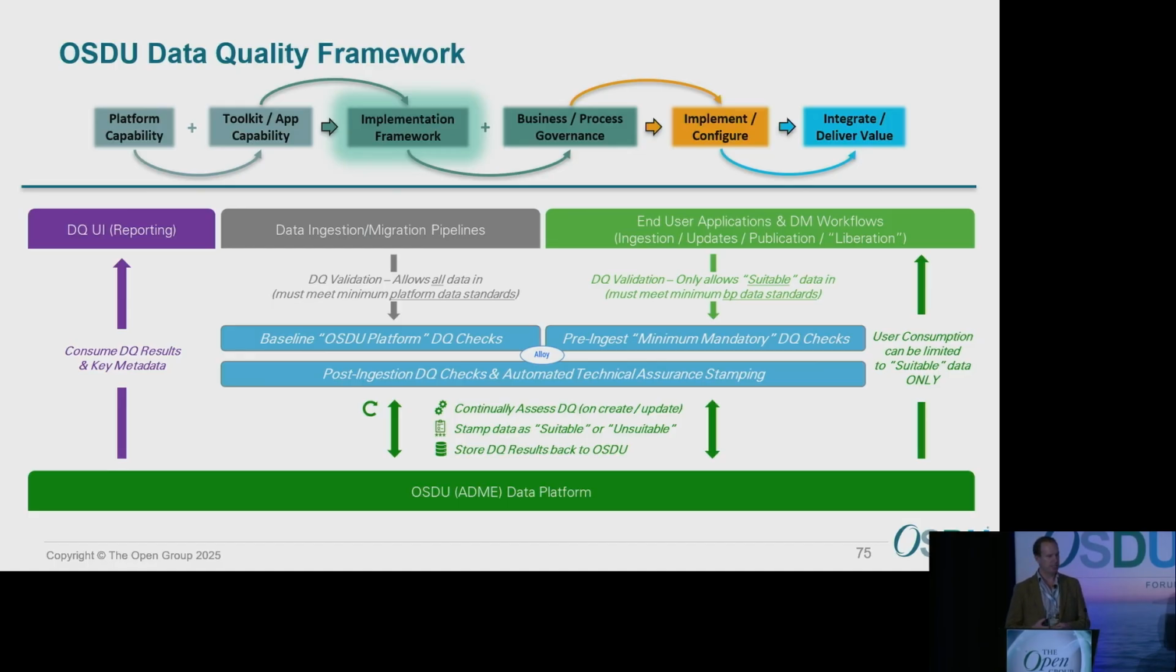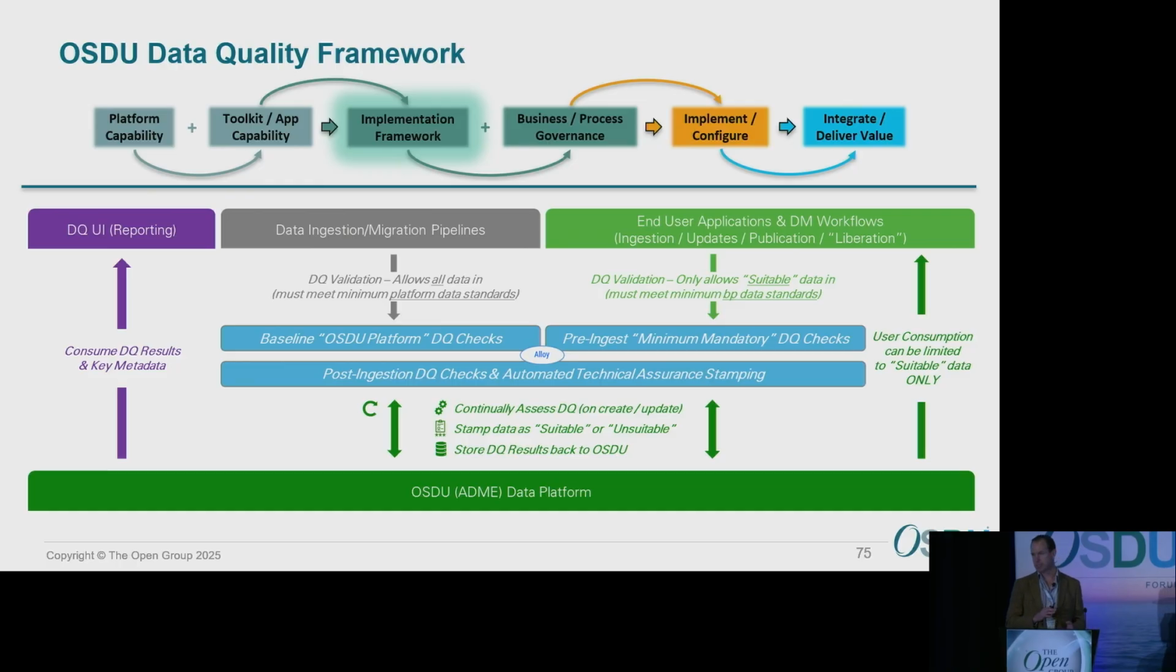On the right-hand side, in the green box, we've got end-user applications. When end users want to submit data into OSDU, we may run a slightly different set of data quality checks to make sure it's suitable for the particular workflow or environment that they've been working in. So that then comes into OSDU as well. And we don't stop there. As it says in the bottom, we continually reassess the data post-ingestion once it's in OSDU against a much wider number of data quality checks to continue to build that trust. We apply a technical assurance stamp to each record to stamp whether it's suitable or unsuitable. And all of that information is then stored back in OSDU using the open standards available to us.